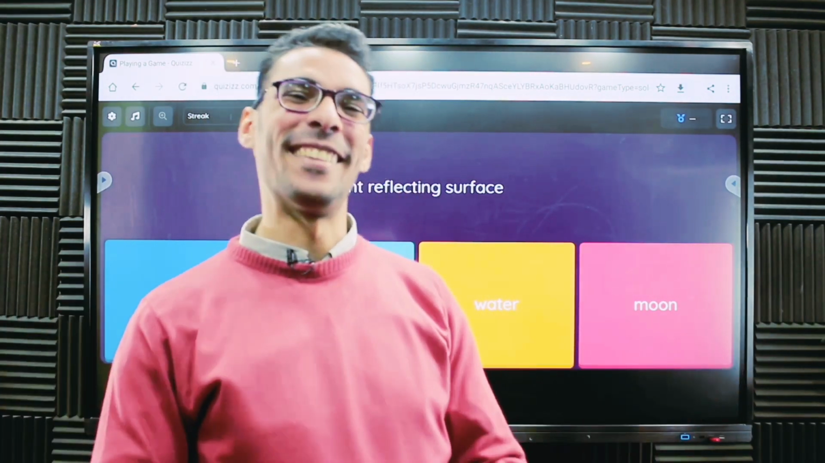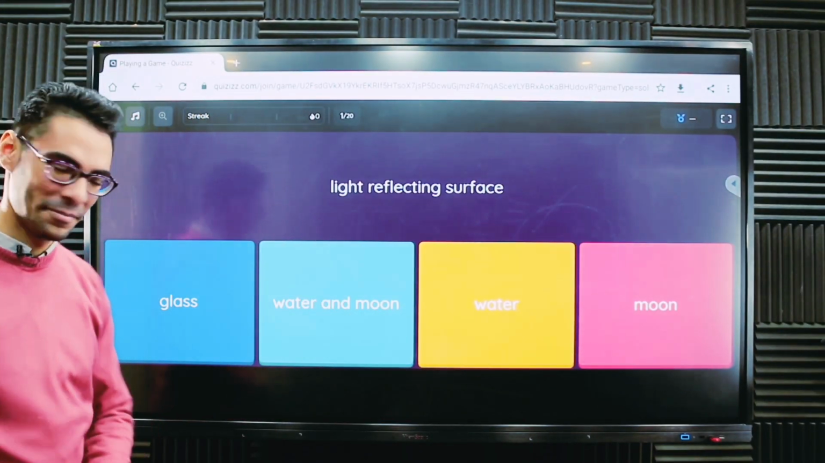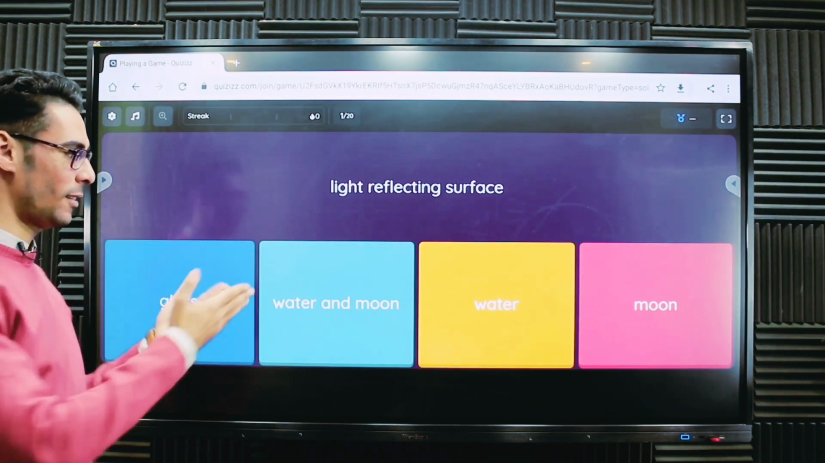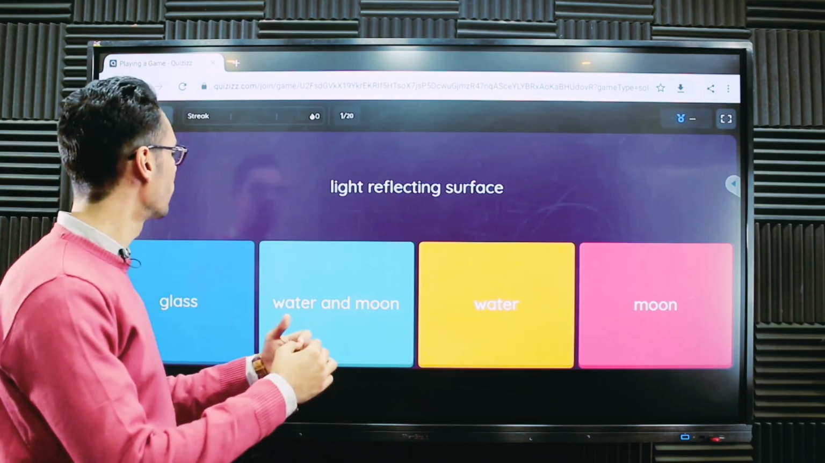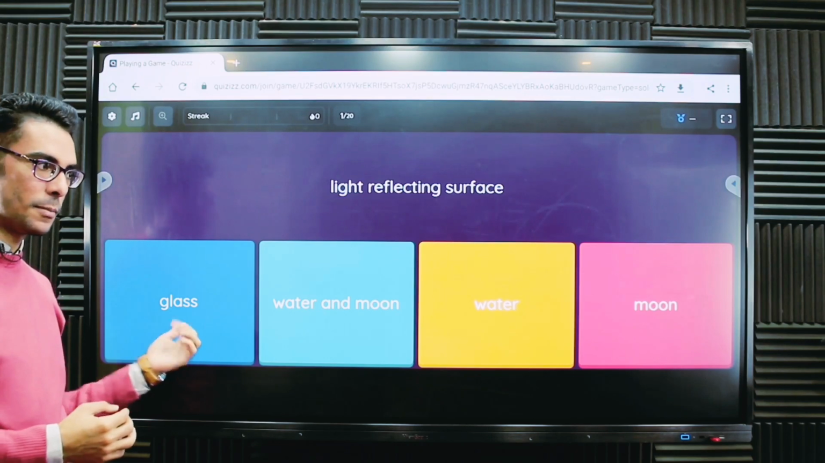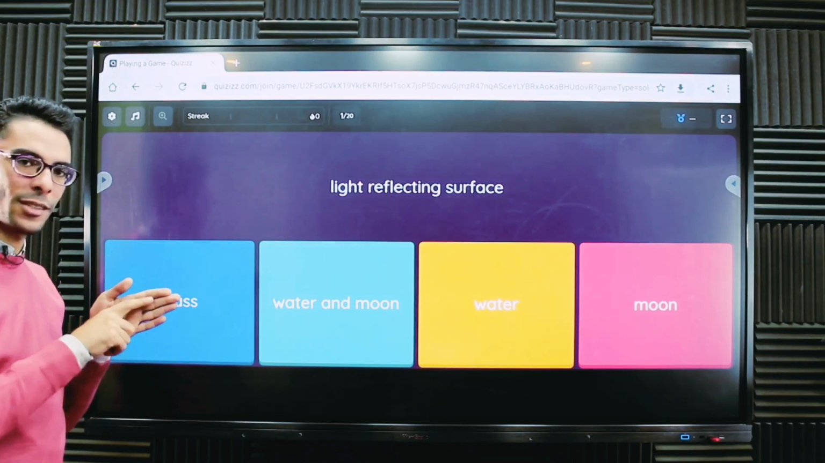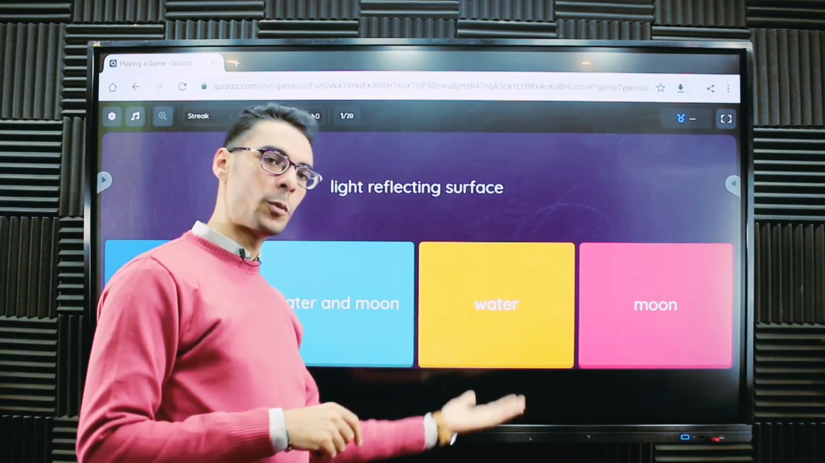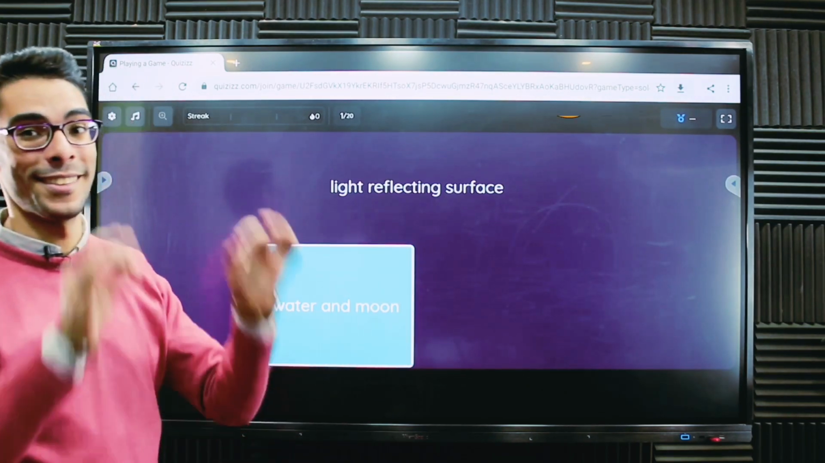And let's try one together. Which light reflective surface from the following? Something from the following makes reflection. Maybe you are thinking about glass, but it's a transparent object. It allows light to pass through, so it doesn't reflect back. Here, water and moon, water only, moon only. So if both of them make reflection, this is going to be the right answer.